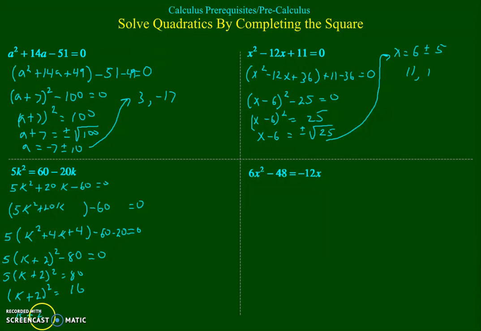k plus 2 equals plus or minus the square root of 16. And let's go up over here, and we have k equals negative 2 plus or minus 4. And negative 2 plus 4 is 2, and negative 2 minus 4 is negative 6.